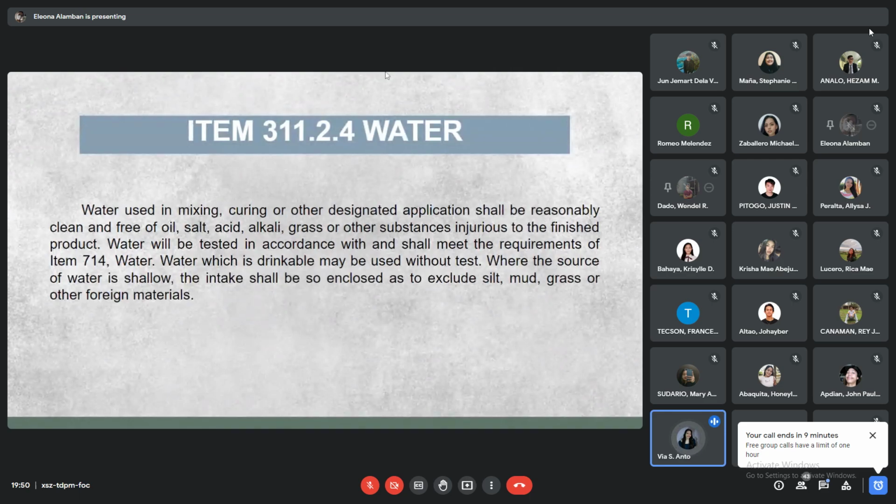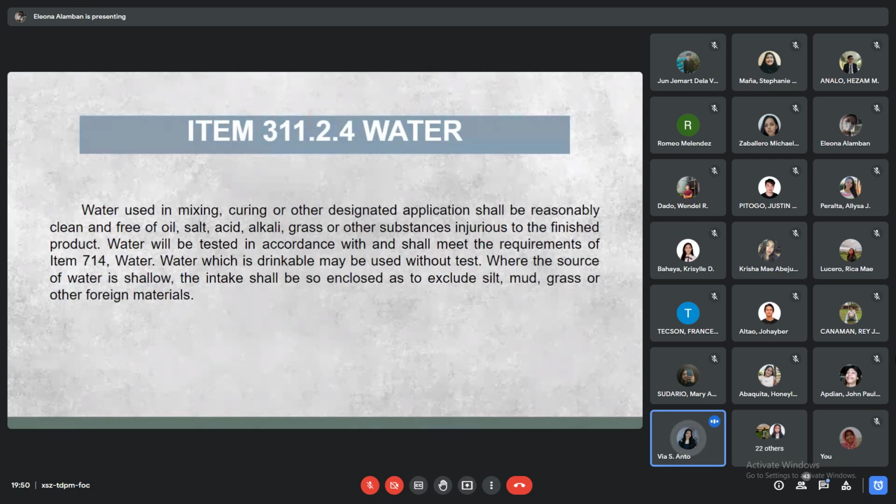Item 311.2.4, for water. When water is used in mixing, curing, or other designated application, it shall be reasonably clean and free of soil, salt, acid, alkali, grass, or other substances injurious to the finished product. Water will be tested in accordance with and shall meet the requirements of Item 714. Water which is drinkable may be used without test. Where the source of water is shallow, the intake shall be so enclosed as to exclude silt, mud, grass, or other foreign materials.